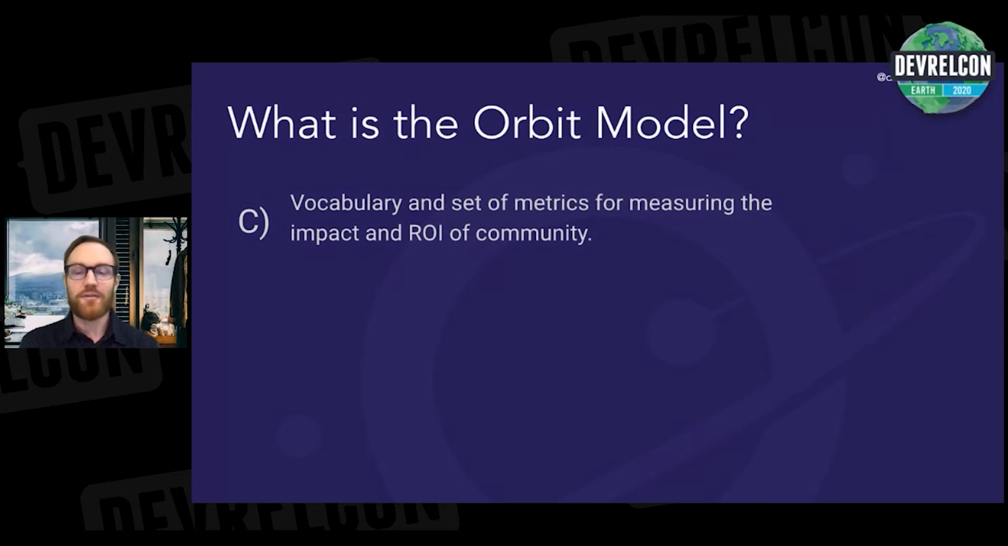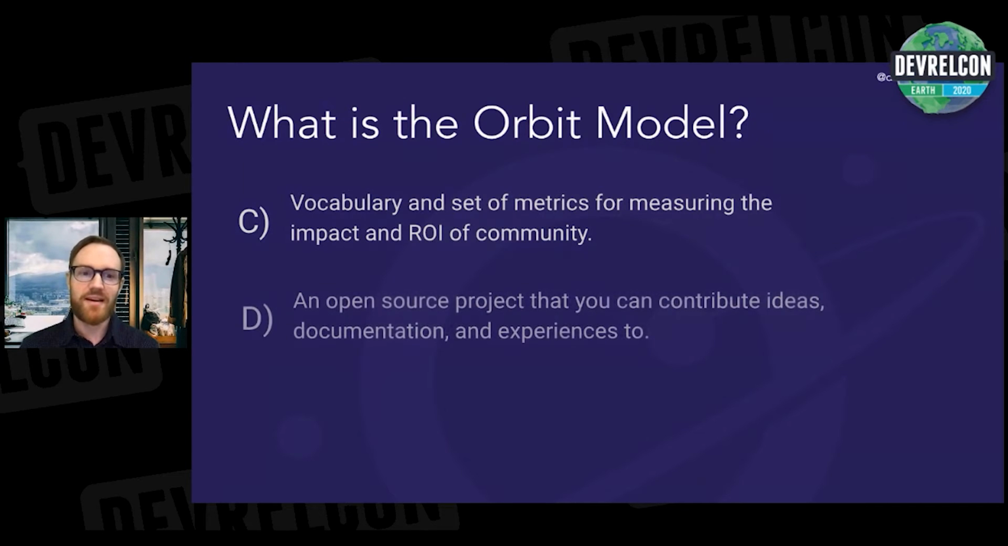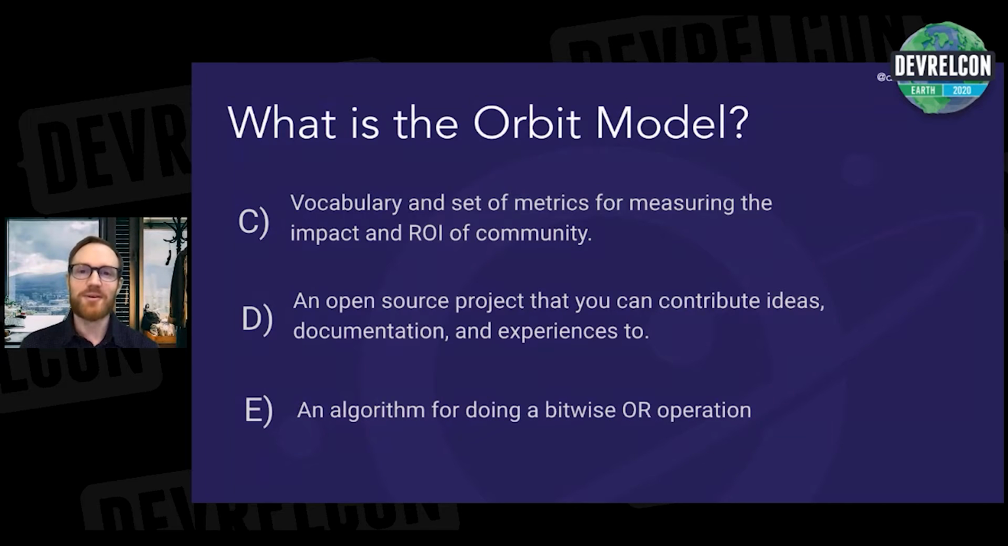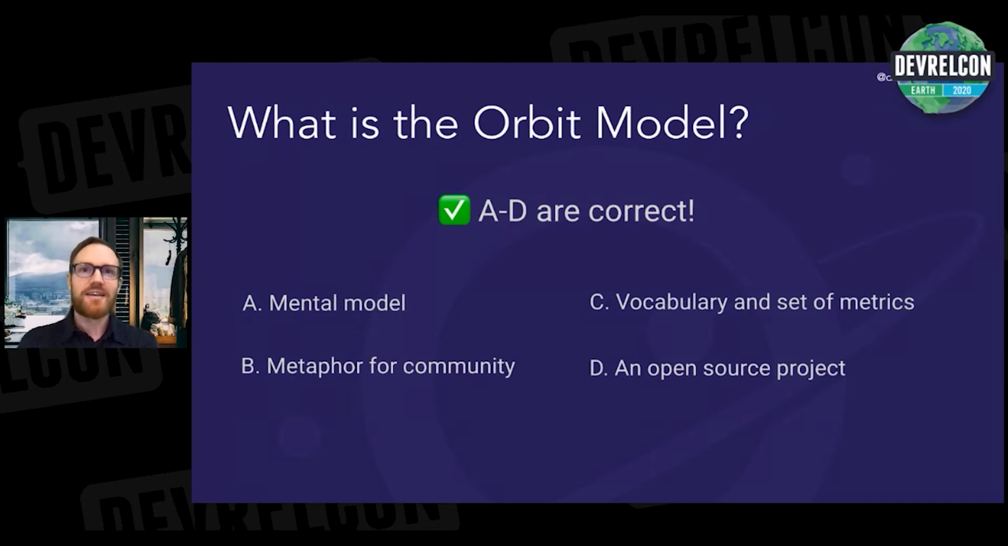C, is it a vocabulary instead of metrics for measuring the impact and ROI of community? D, is it an open source project that you can contribute ideas, documentation, and experiences to? Or E, is it an algorithm for doing a bitwise OR operation? And if you answered A through D, you would be correct.